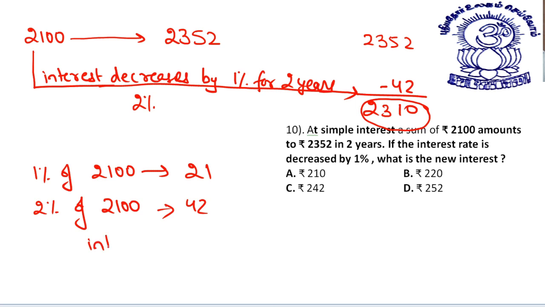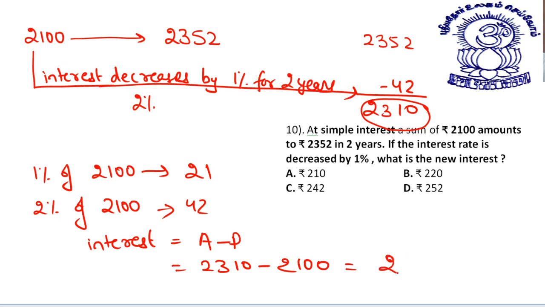So what is the interest now? The interest will be amount minus principal. I am writing it in detail, that is 2310 minus 2100, that comes out to be 210 rupees. I'm sure it must be clear to all of you.